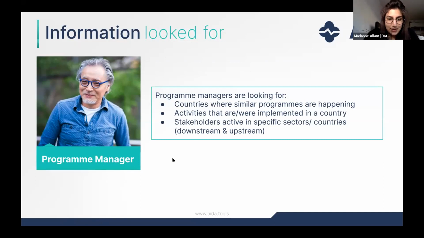But basically, for program managers, we often get the request to have a country view of similar projects, so where similar projects are happening. We also get the request that program managers want to look at activities that are being implemented in specific countries, and also to see who the donors and who the implementing partners are. So how does it look on the AIDA platform?